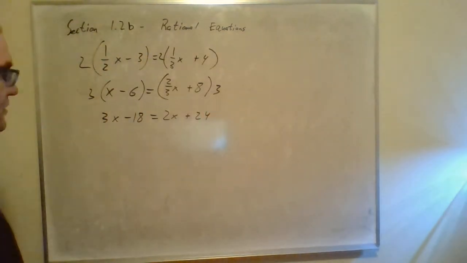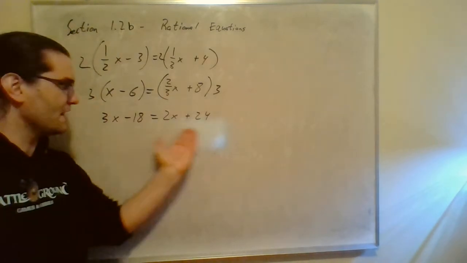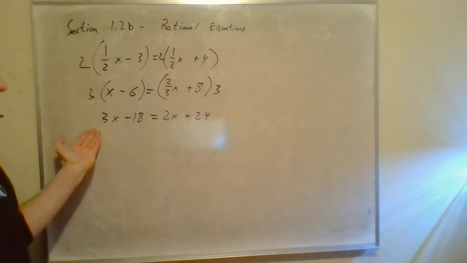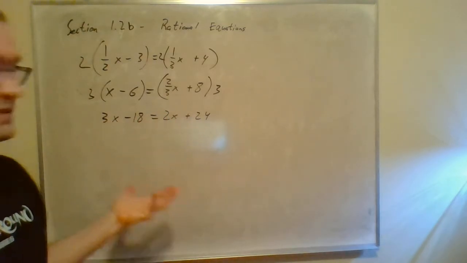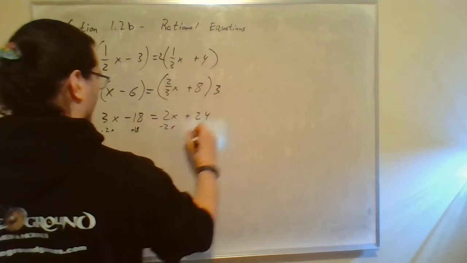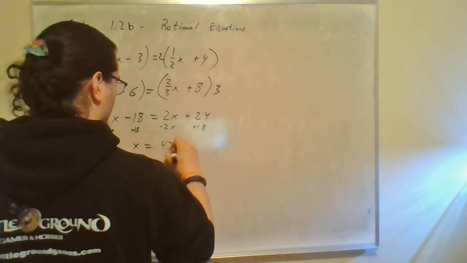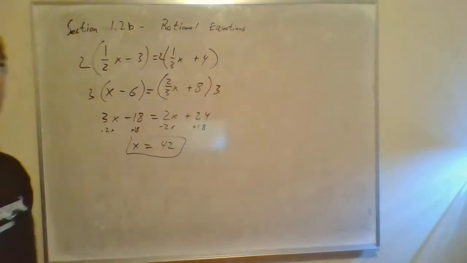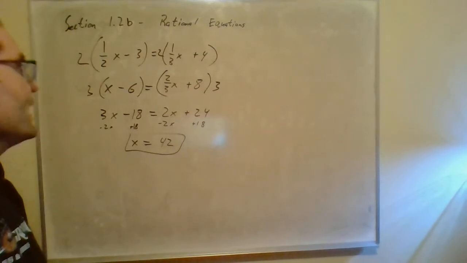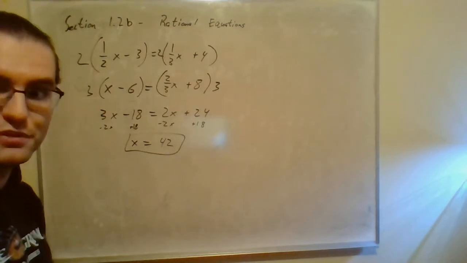This was our plan. Once you clear all the fractions, what's left should just be a linear equation, which is great because we can solve linear equations very easily. We'll move the 2x over here, move the 18 over here, and we get x equals 42. Nice. That's how we handled linear equations with fractions in them in section 1.2a.